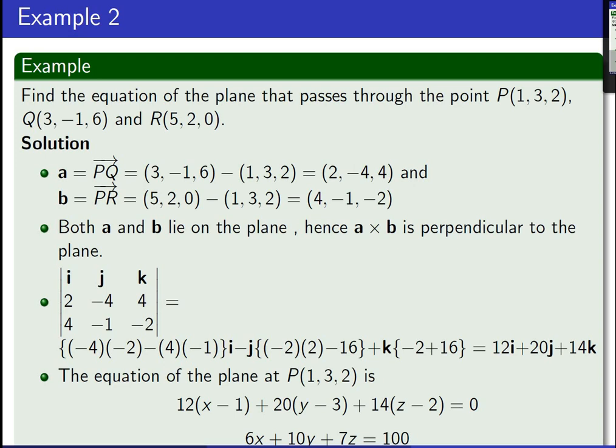This should be 50, because I multiplied out the brackets and added up the common factors to get 100. After that, I divided this by 2, so we have 6, 10, and 7. And 100 divided by 2 is 50. So this should be 50, you can just take note of that. So this is the equation of a plane that passes through the points P, Q, and R.